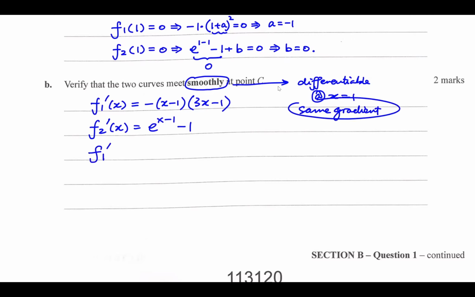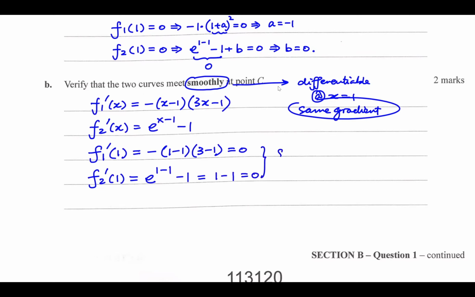So then I'm trying f1 dash 1 is equal to minus 1 minus 1, 3 minus 1. That gives me 0. F2 dash of 1 equals e to the power 1 minus 1, minus 1. So that gives me, for example, 1 minus 1, 0. Same gradient at 1, 0. Therefore, they meet each other smoothly.